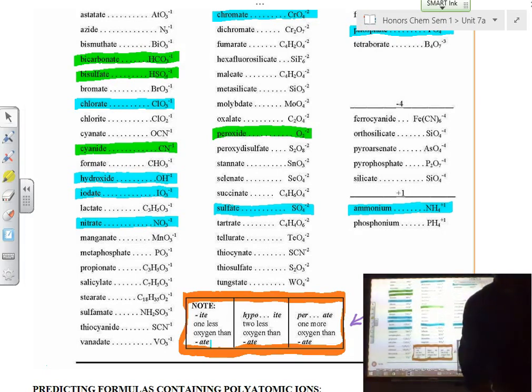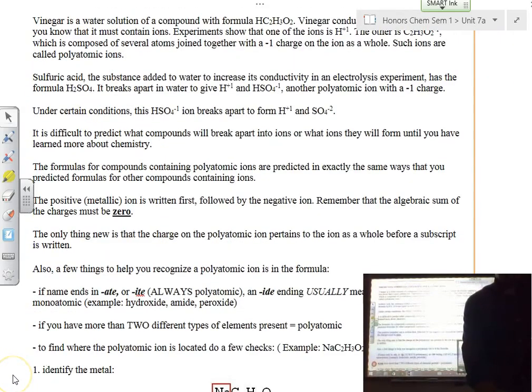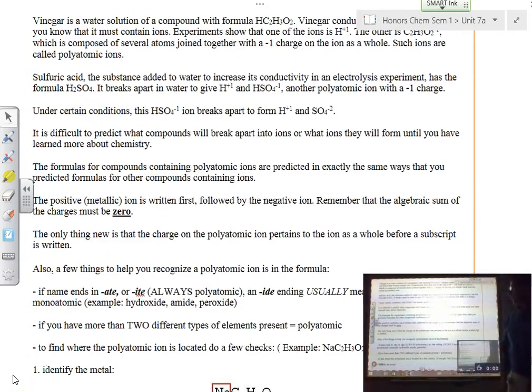So for the most part, a lot of the polyatomics that we're working with are nonmetals. Don't forget the algebraic sum still must equal 0, so we still want to make sure the charges add up to equal 0. So what we learned yesterday still applies.